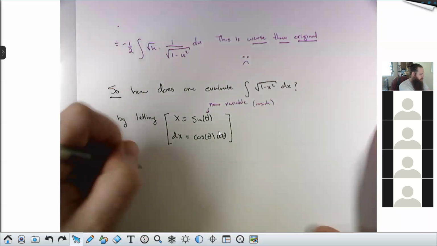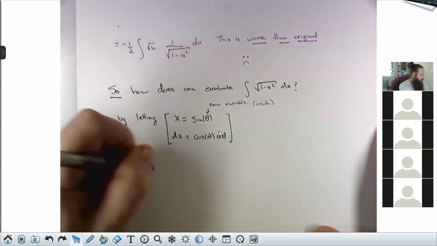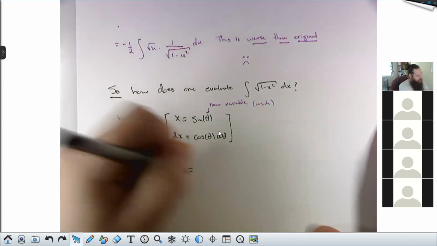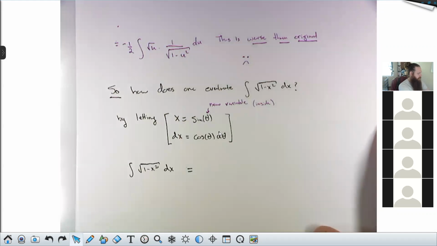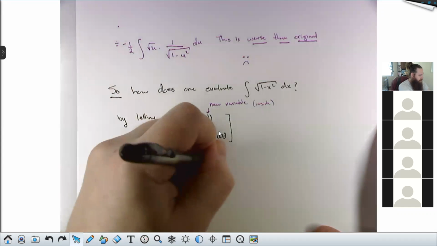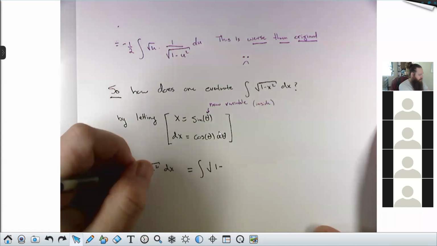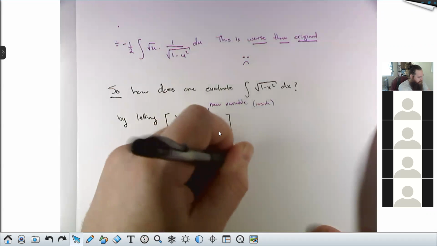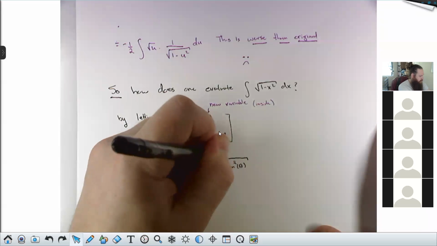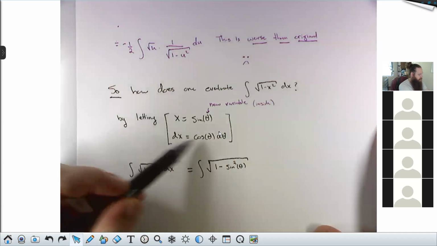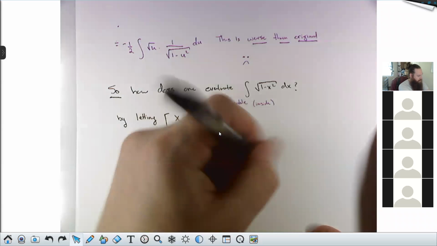And under that substitution, the integral of the square root of 1 minus x squared dx is going to become the integral of the square root of 1 minus, x is sine theta, so this is sine squared theta. And don't forget to plug in for your differential. It's not dx anymore. It's cos theta d theta at the end.